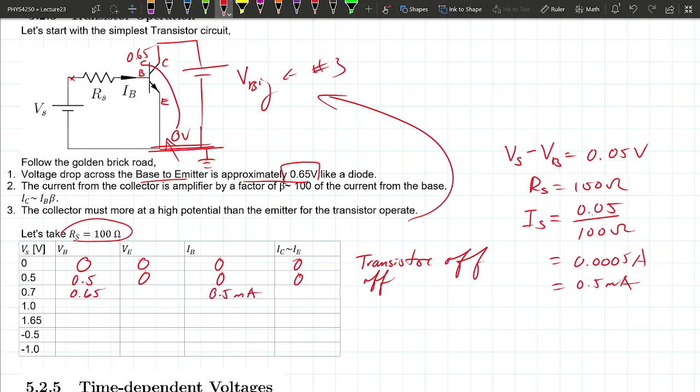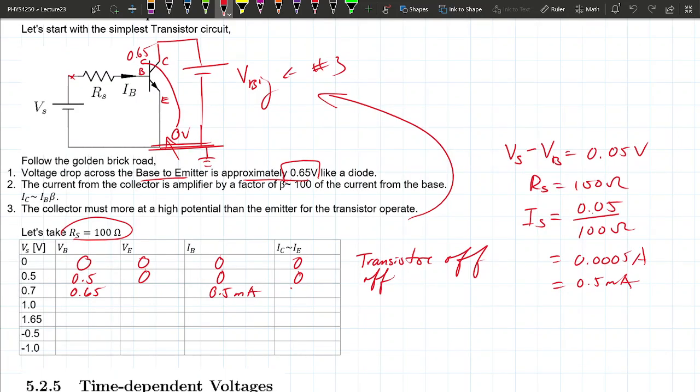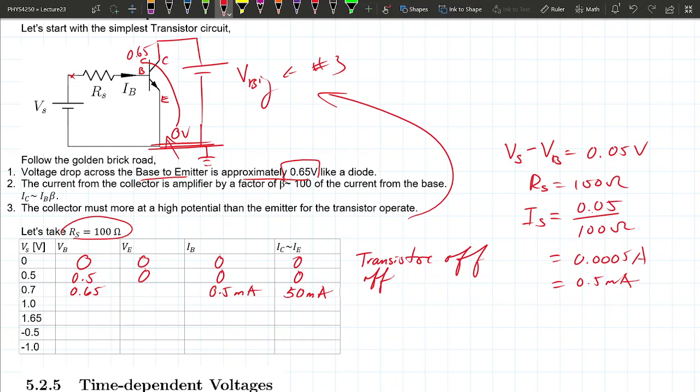Once we have that number, we instantly know what the current through the emitter is, because it's just going to be 100 times bigger. So this is going to be 50 milliamp out of the emitter. And the emitter voltage is always going to be 0, by the way. Doesn't matter. It's just placed there to trick you guys. All right, let's see what happens when we crank the voltage up to 1 volt. What will be the voltage at the base in this case?